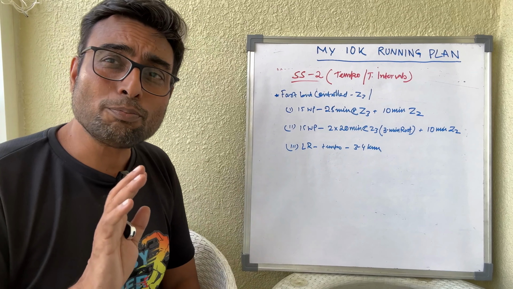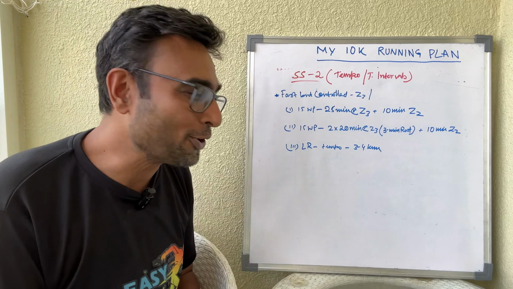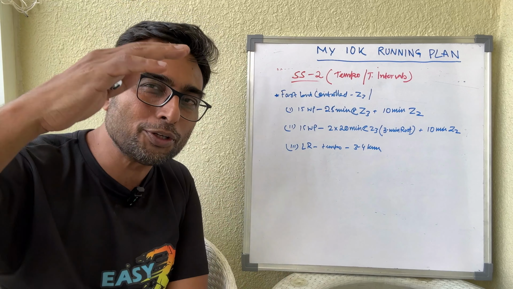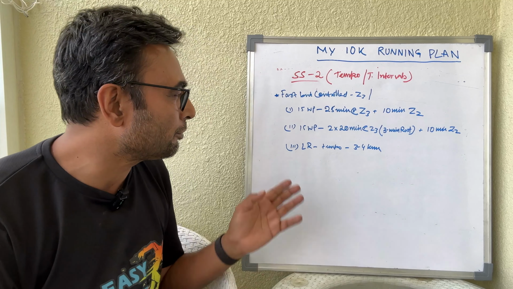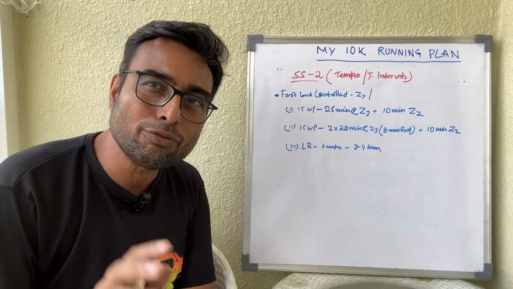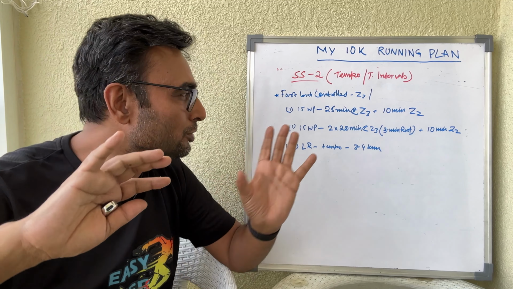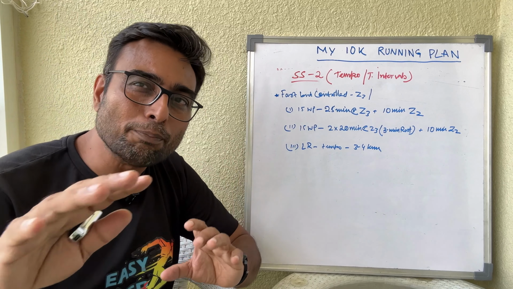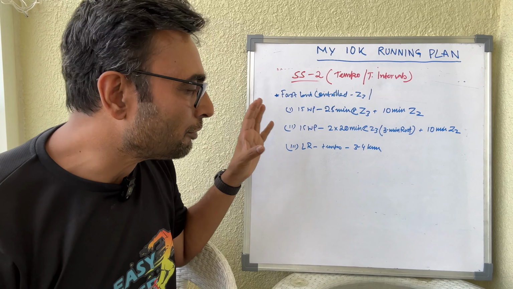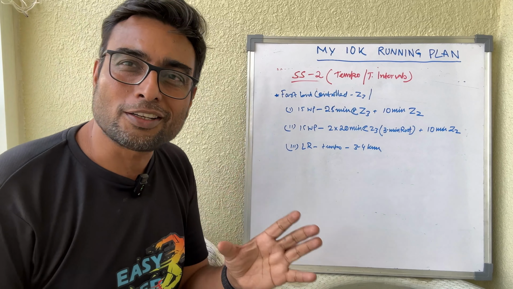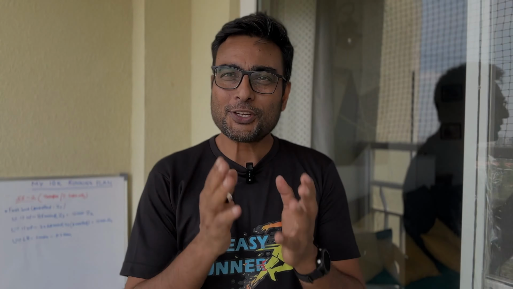The third and the most important, which is applicable to your long run. In your long run, once you have graduated to a 15-16 kilometer long run, in the last 3-4 kilometers you can do a faster finish in zone 3. So that helps in your faster finish long run, and that helps you train your tempo zones also. So that winds up the tempo training. So just like that, you have created your own personalized 10k running plan.